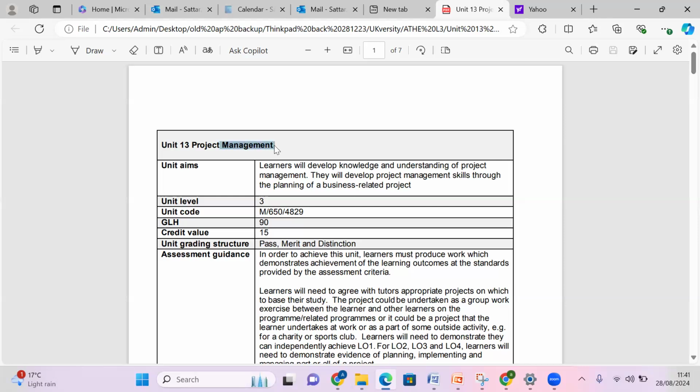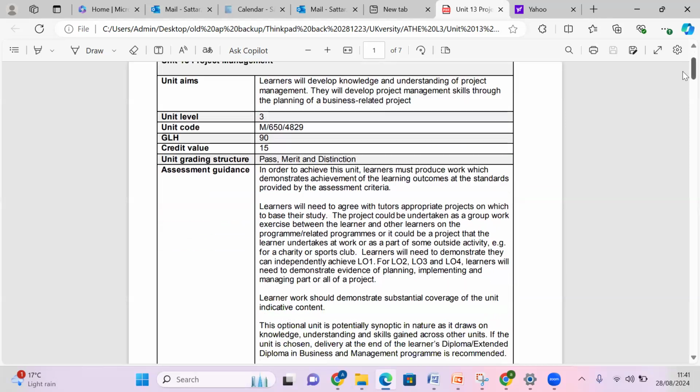So what is management? Management is a task, management is a discipline. The success of any project is the success of the managers, and the failure of any project is the failure of the managers. So it is very, very crucial. We have to understand the project management tools that we can apply to make our project successful, and how effectively we manage. This unit will help you develop project management skills through planning a business-related project.